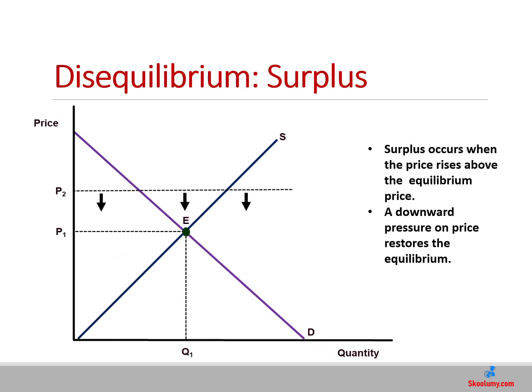When the price rises above the equilibrium, there is a surplus as supply exceeds demand. Producers have more goods than the consumers are willing to buy. This makes them lower their prices to sell off their stock and avoid accumulating unsold goods. This returns the price to the original equilibrium price, P1.